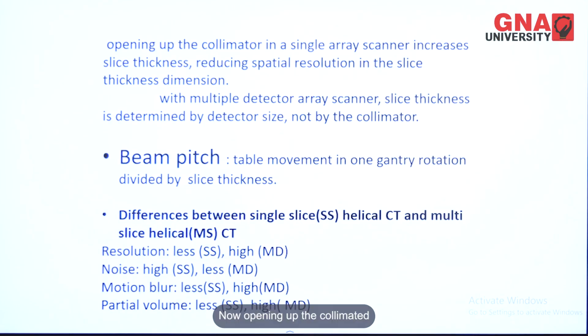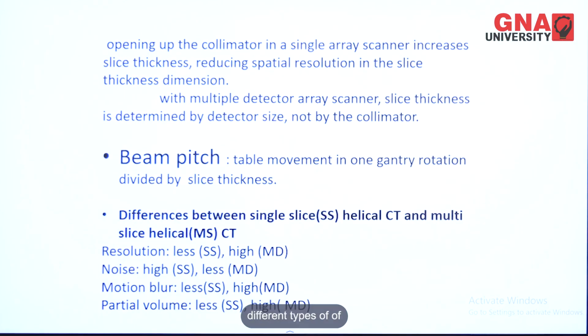Now, opening up the collimator in a single array scanner increases the slice thickness, reducing the spatial resolution in the slice thickness dimension. With the multiple detectors that we are using in 7th generation array scanners, the slice thickness is determined by the detector size rather than the collimator size. Beam pitch, again, is the table movement in one gantry rotation divided by the slice thickness.